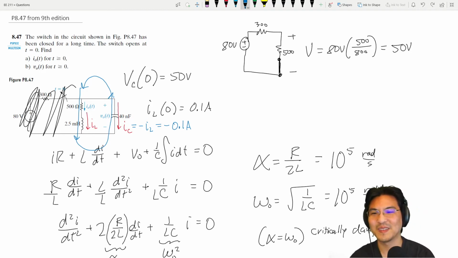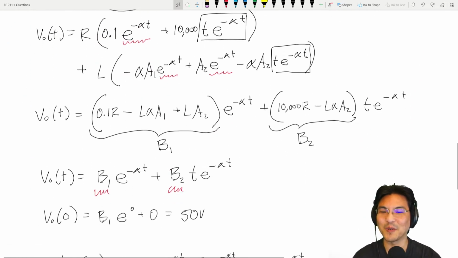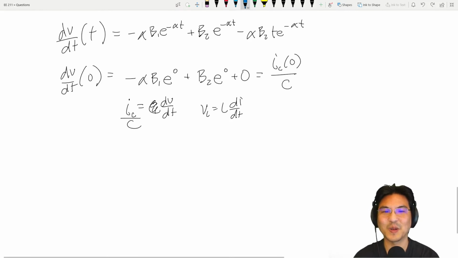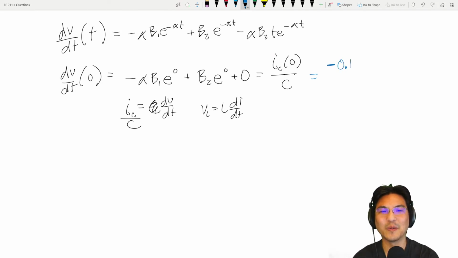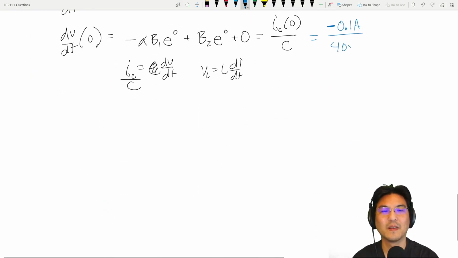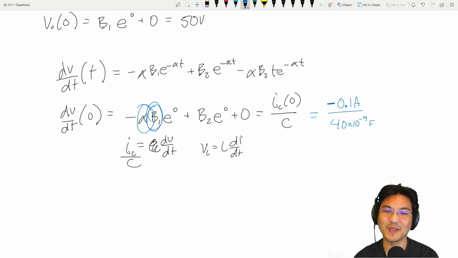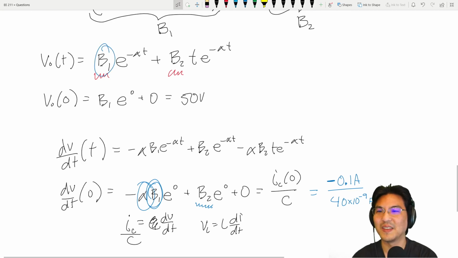So let's just be careful because it was labeled for us before we even started. In this particular example, this is negative 0.1. And then what was the capacitor? 40 nanofarads. And there we go. B1 is already 50, so this is 50. Alpha is 10 to the 5. So for B2, done. Plug those values in here and here, and that's the answer.